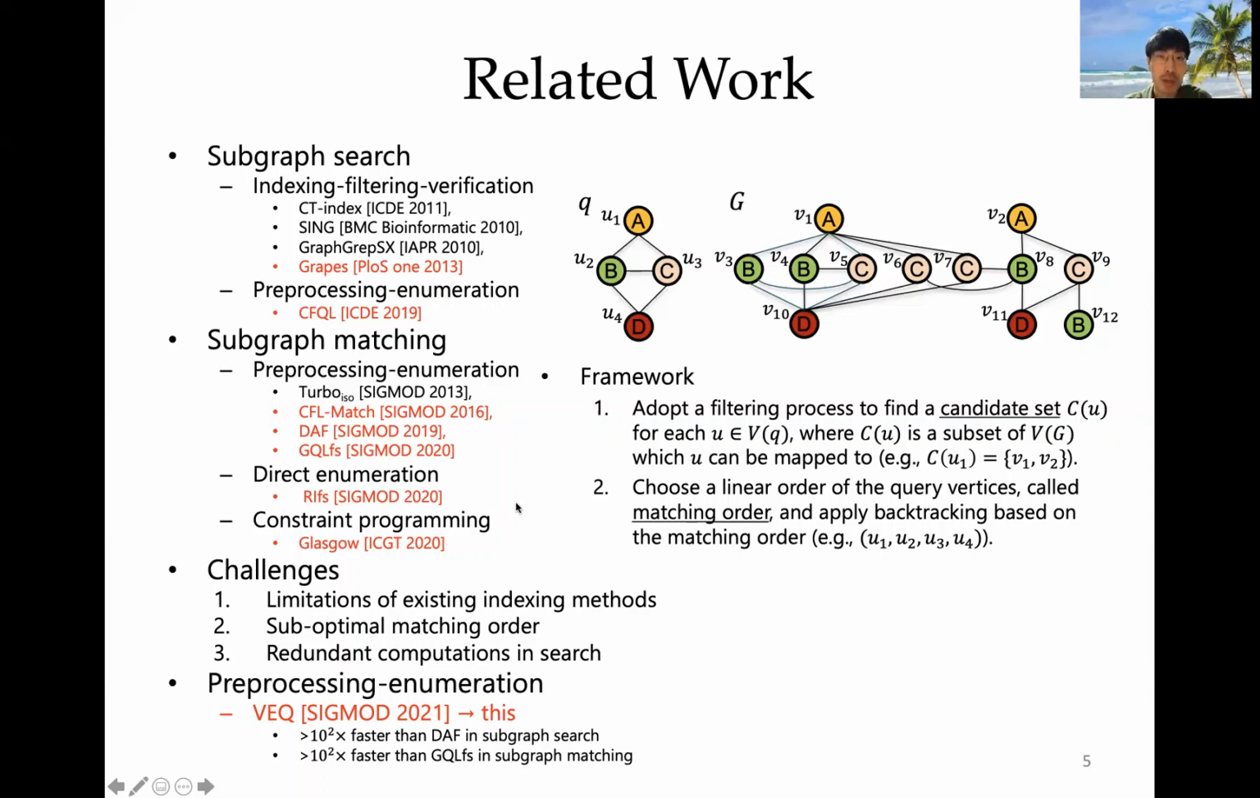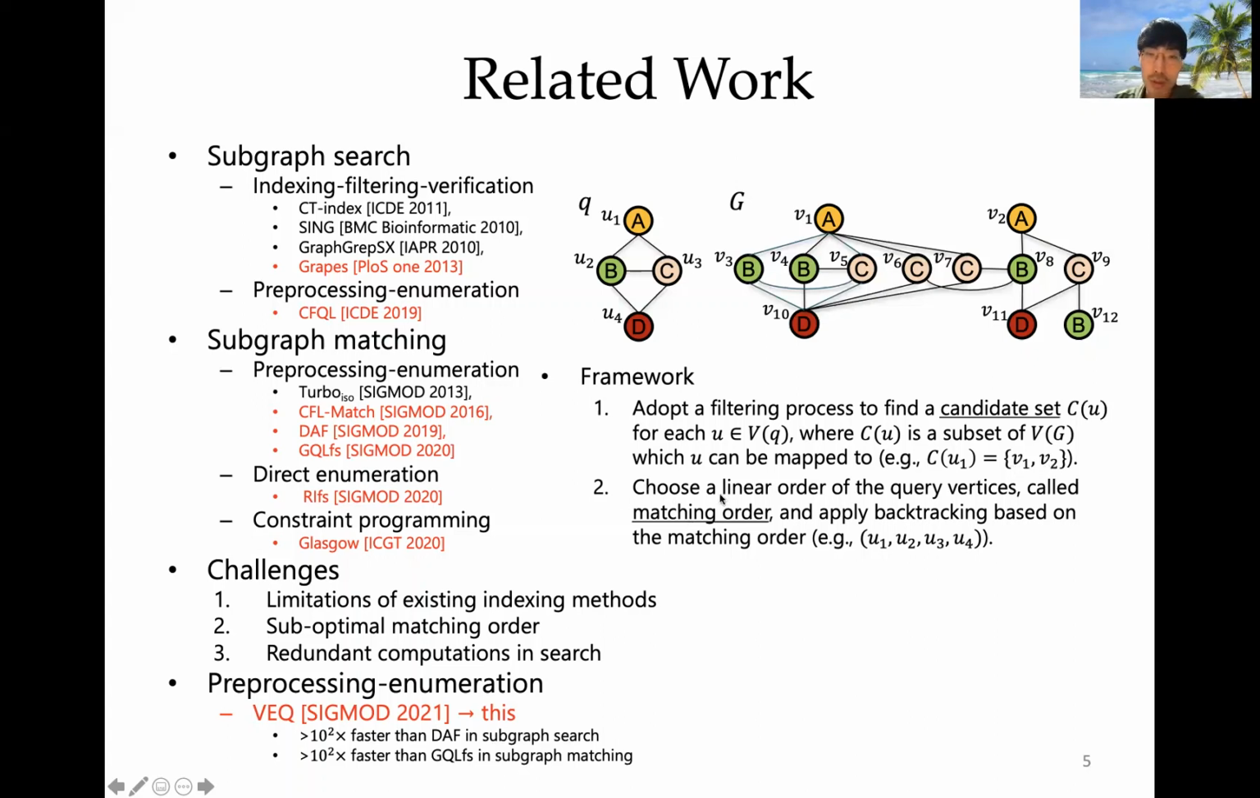So generally, previous methods use a backtracking framework which consists of two steps. First, they adopt a filtering process to find a candidate set C(u) for each query vertex u, where C(u) is a subset of data vertices which u can be mapped to. In the example above, u1 in the query graph can be mapped to v1 or v2. So we build the candidate set of u1 as v1 and v2.